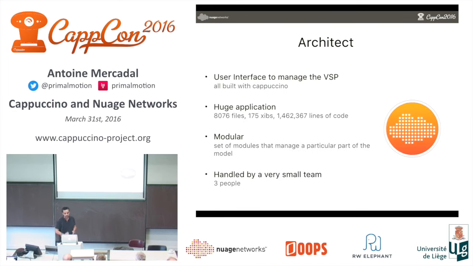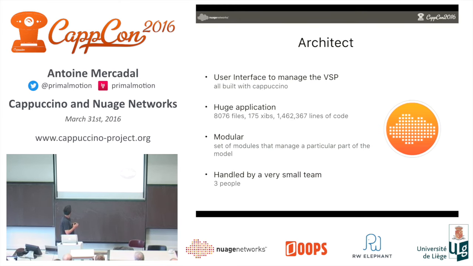So our UI is called Architect, and it's the user interface to manage VSP, which is our big server that provides the REST API. And it's a huge Cappuccino application. We have this number of files, 175 zips, and we are about 1.5 million lines of code. So this is a really huge Cappuccino application.